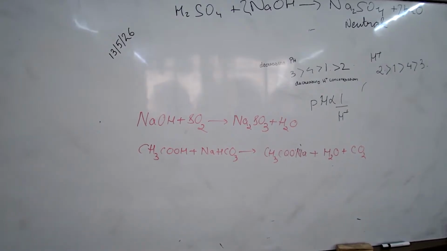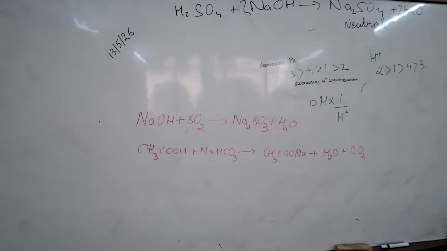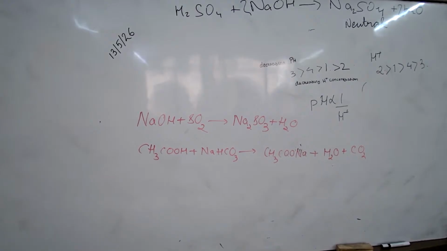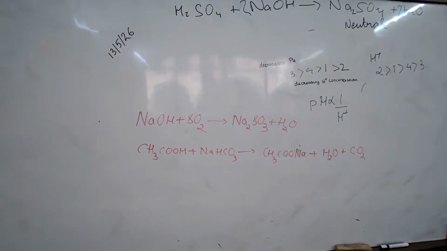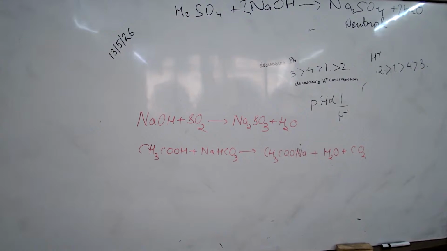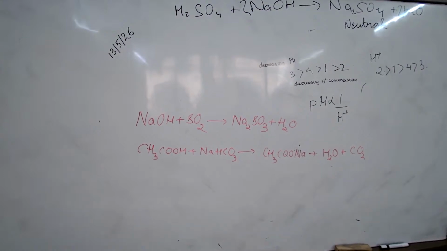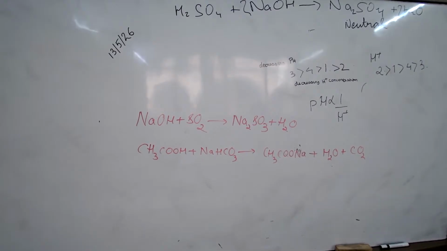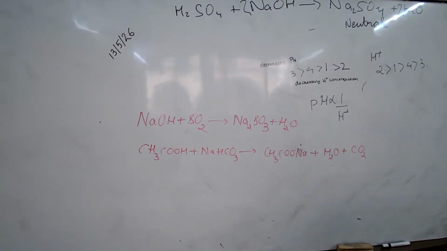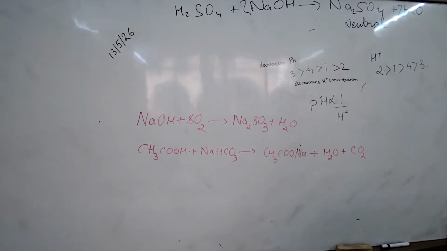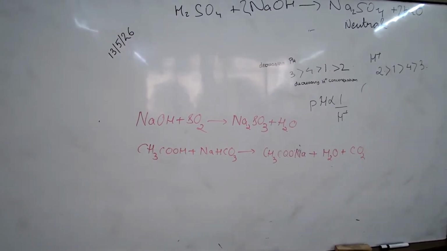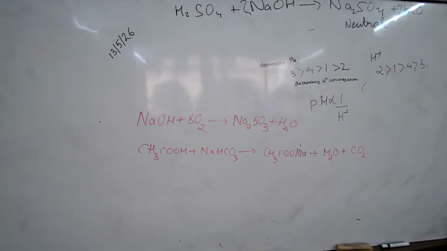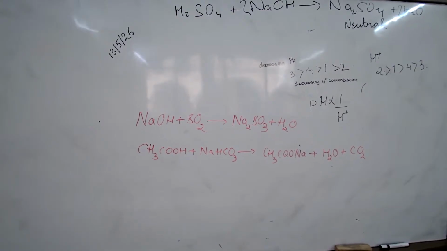Question number 2. Define strong electrolyte. A strong acid is one which can completely dissociate, which undergoes 100% dissociation. In that context, a strong electrolyte is an electrolyte which undergoes 100% dissociation to give ions. Nothing remains undissociated.